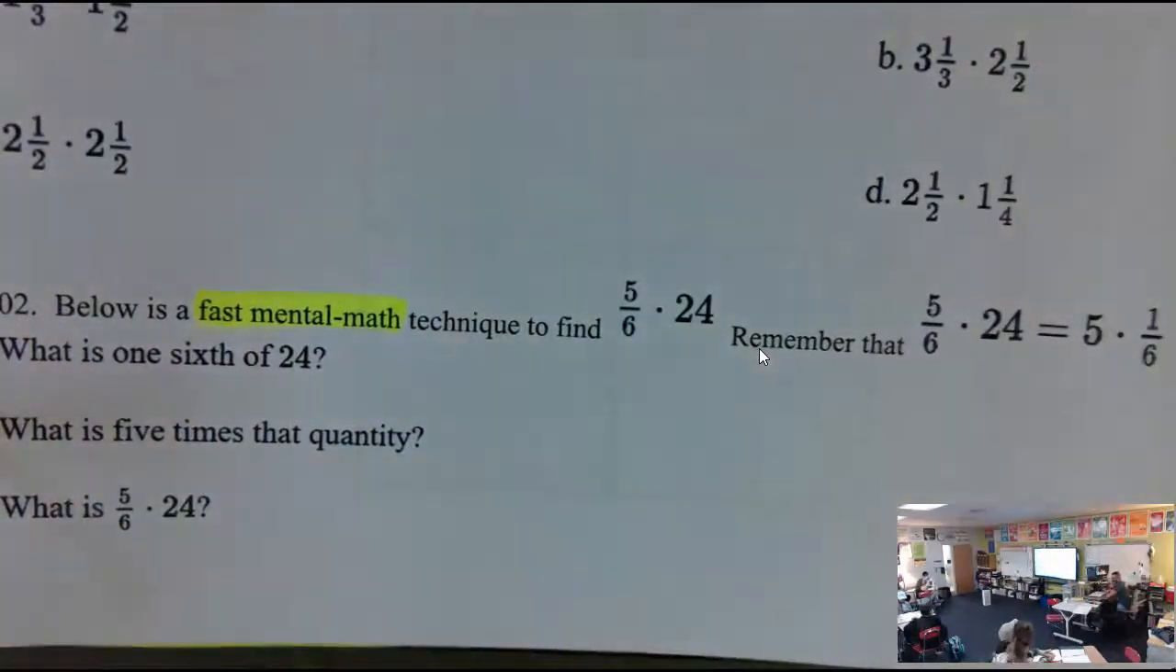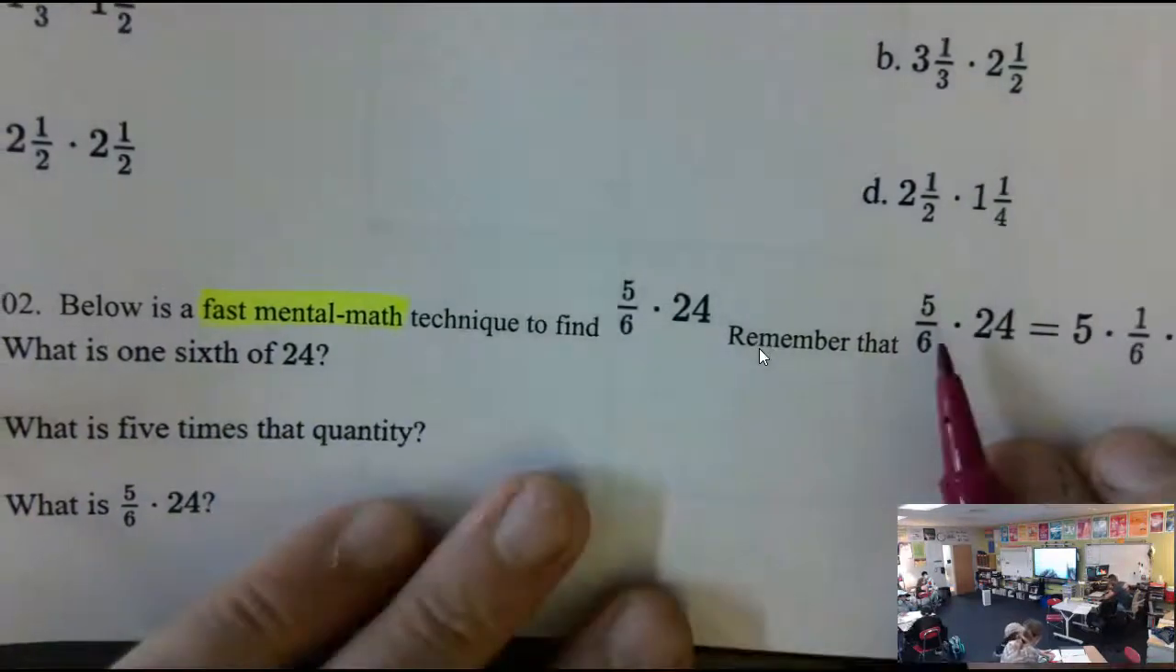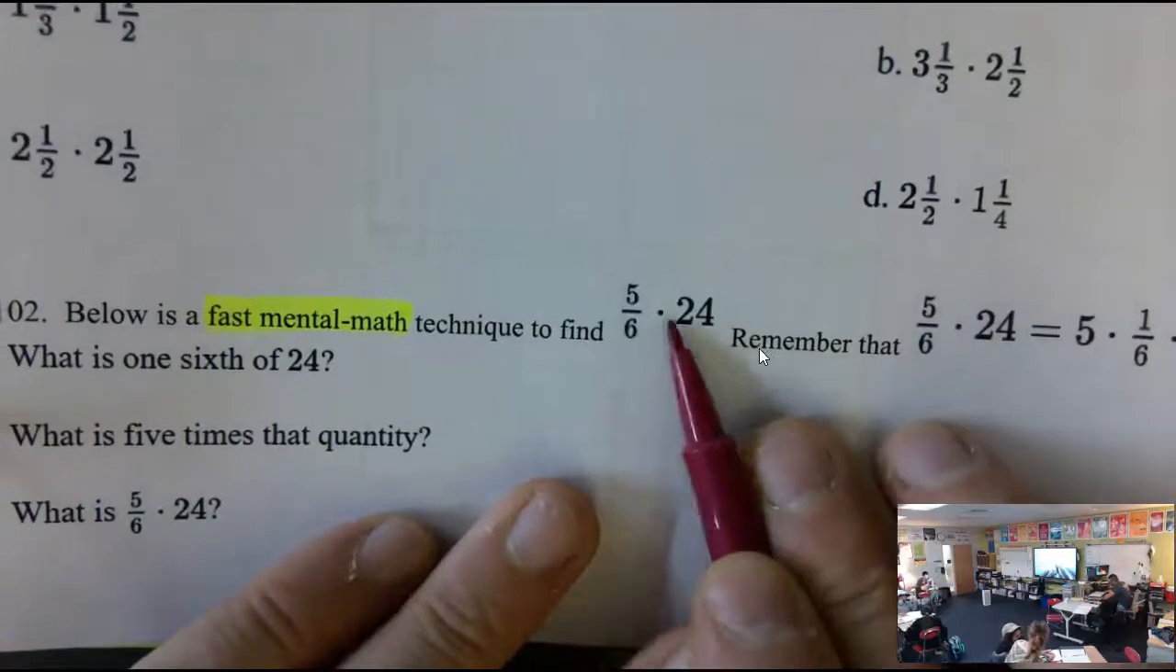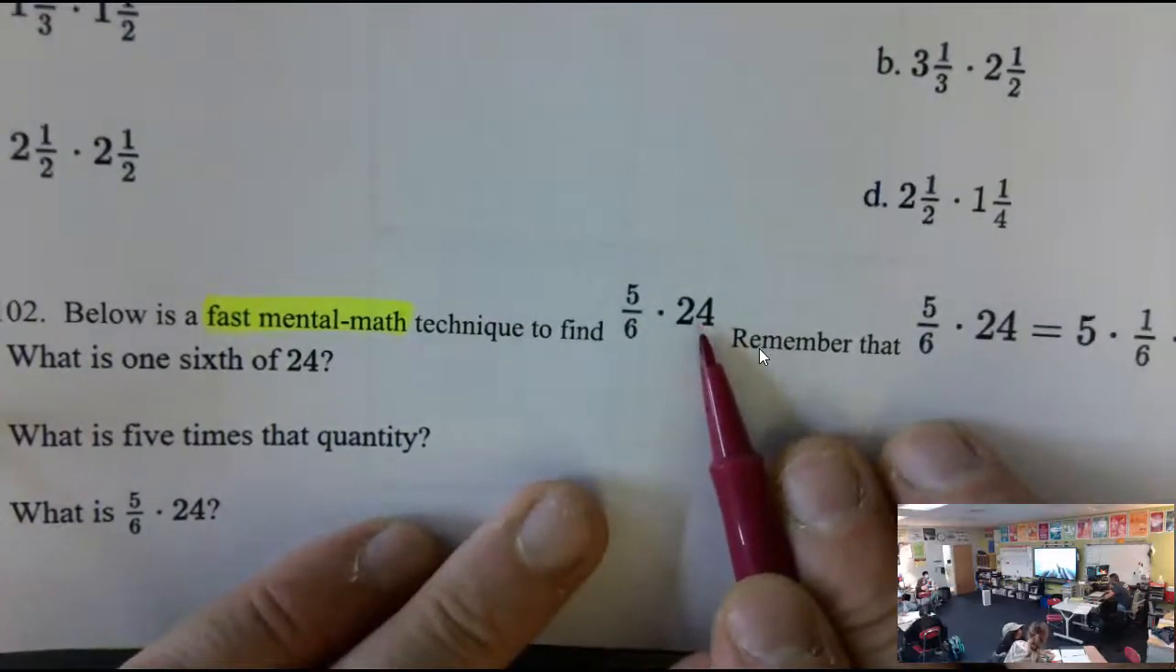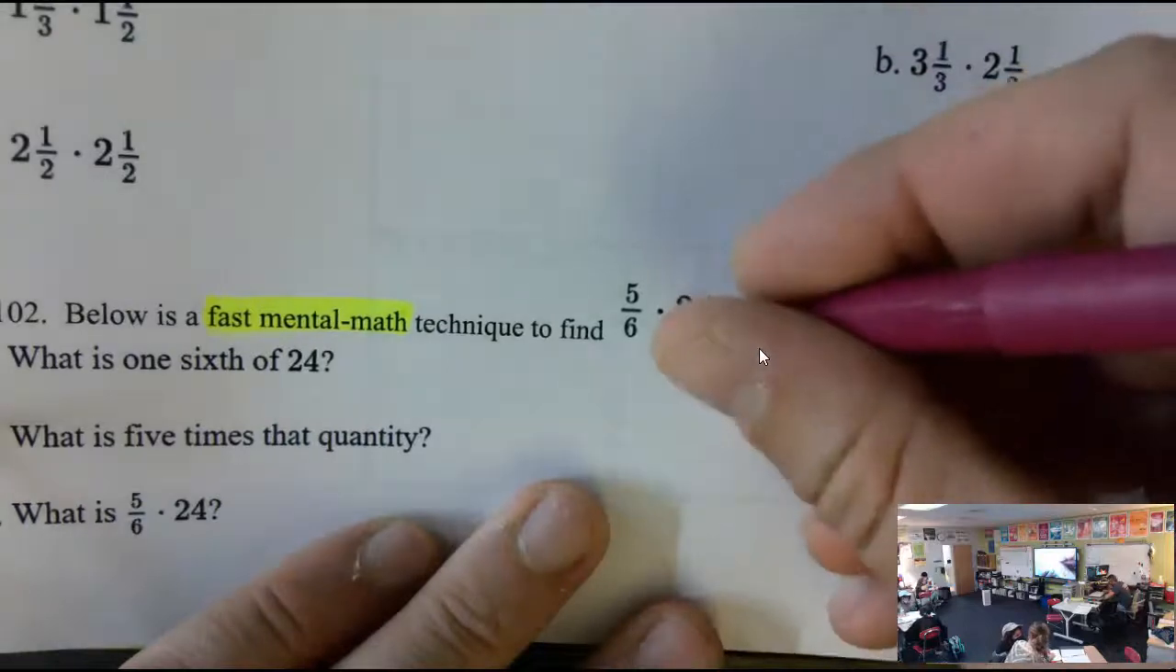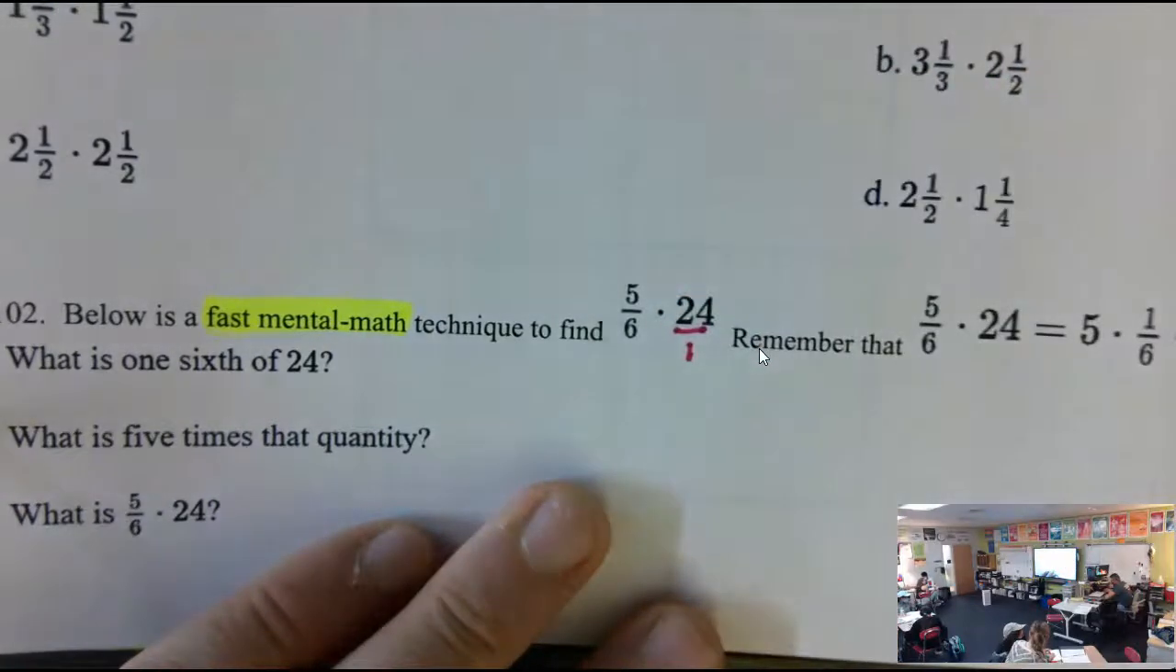Guys, this is cross-reducing. Watch, I'm going to solve this, and I'll give you time to copy it. Don't worry. 5/6 times 24. I can make this a fraction by putting it over 1. Right? We said we can make any number a fraction by putting it over 1.